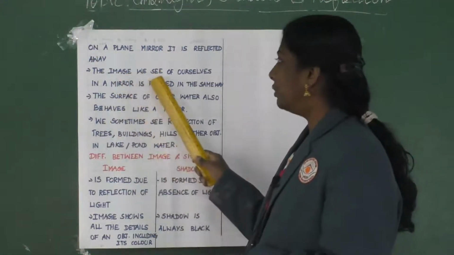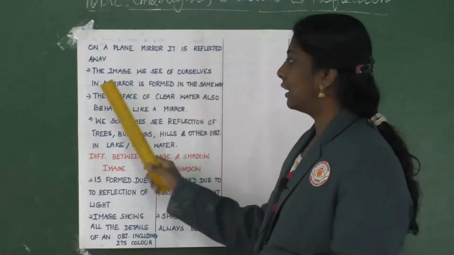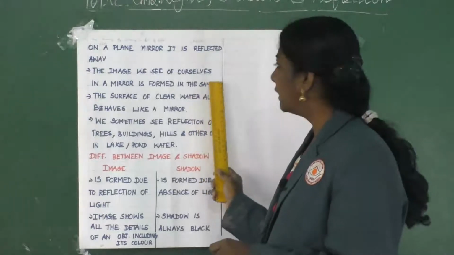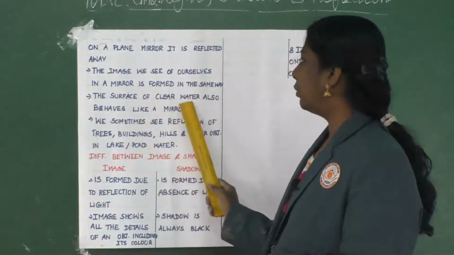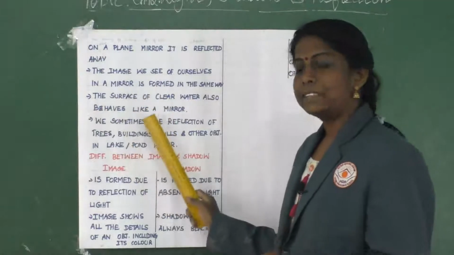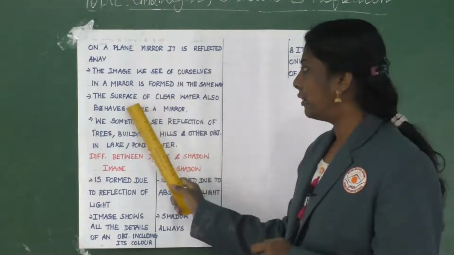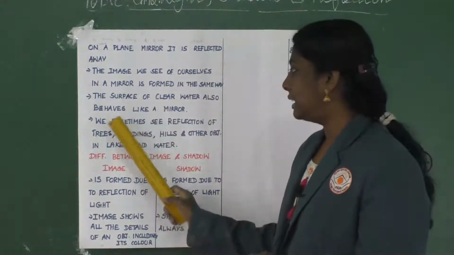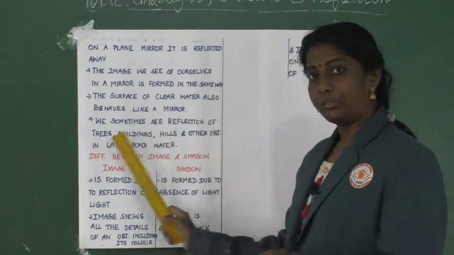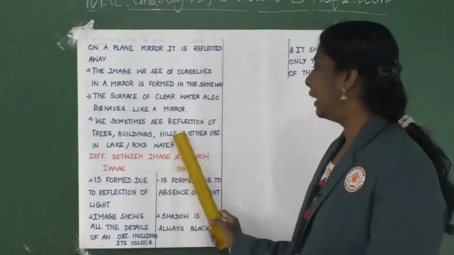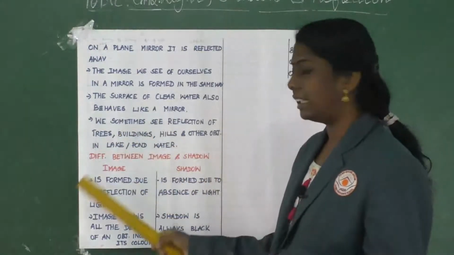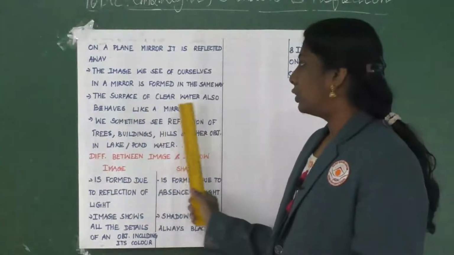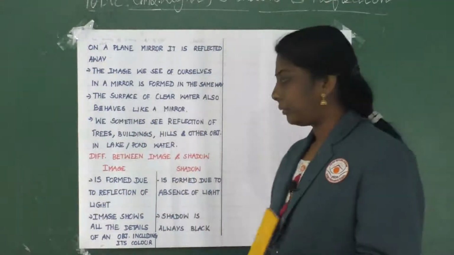The image we see of ourselves in a mirror is formed in the same way. The surface of clear water also behaves like a mirror. How? We sometimes see reflections of trees, buildings, hills and other objects in lake or pond water. Is it not? So clear water also behaves like a mirror.